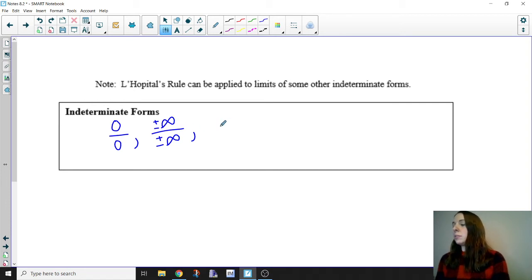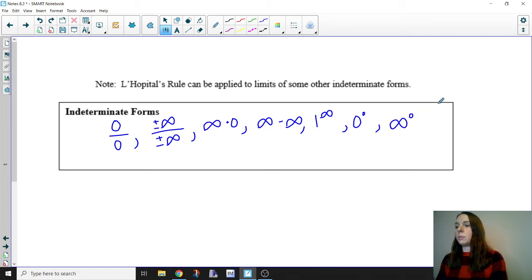However, there are some others that we don't really talk about very much, at least in this class, but they are out there, so I will mention them. One of them is infinity times 0. One of them is infinity minus infinity. One of them is 1 to the infinity, 0 to the 0, and the last one is infinity to the 0. Again, this is a lot more than we are going to cover in these notes, but I like to have a complete set of all of the indeterminate forms where L'Hopital's rule can be used, even if we won't see examples of all of them here.